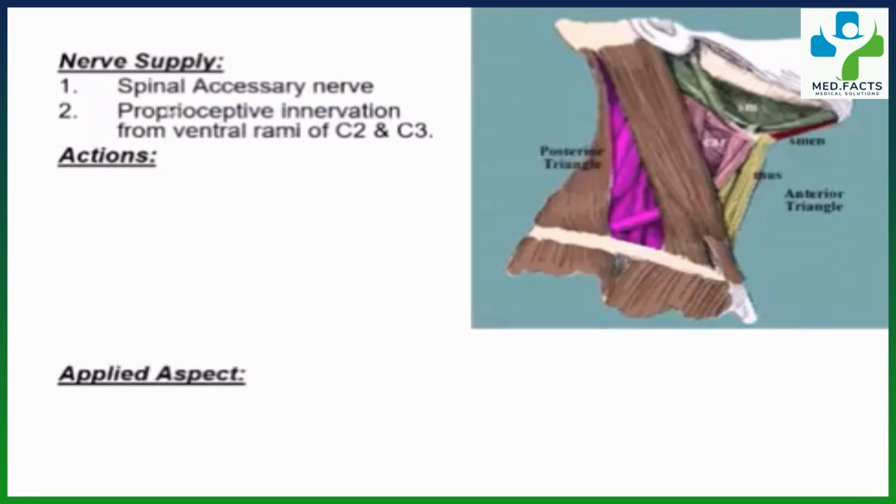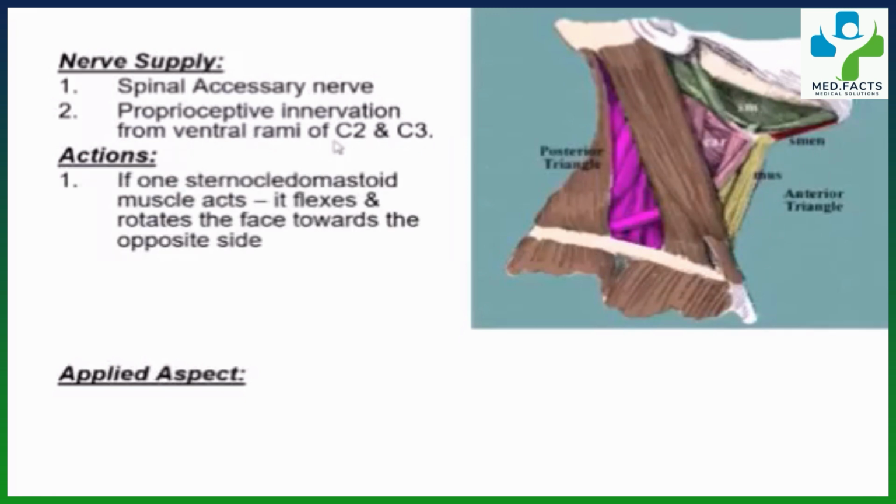Also, some proprioceptive innervation is from the ventral rami of C2 and C3. Proprioceptive innervation means the innervation with which the nerve can sense the position of the muscle, whether it is contracted or relaxed or something like that. Coming to the actions, there are two sternocleidomastoid muscles, one on each side, so they are paired.